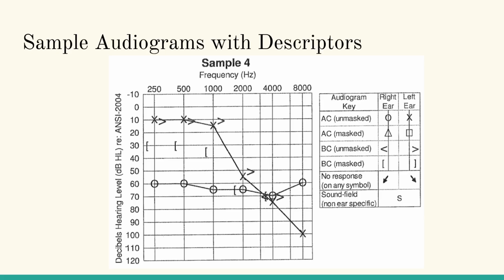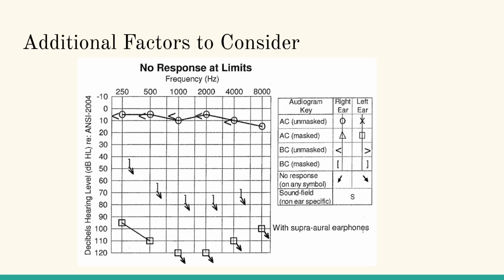So if it was me, how I would describe this audiogram is I would call it a moderately severe mixed flat hearing loss in the right ear and a mild high frequency sloping sensorineural hearing loss in the left ear. That's probably what I would describe it as, a little bit less verbose than the descriptors from the textbook.